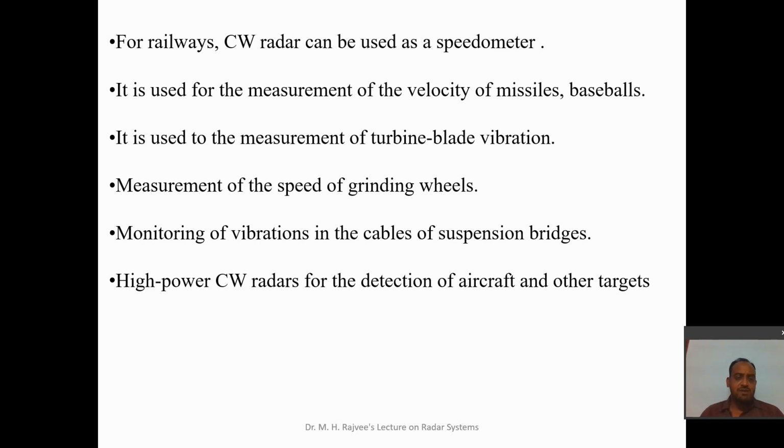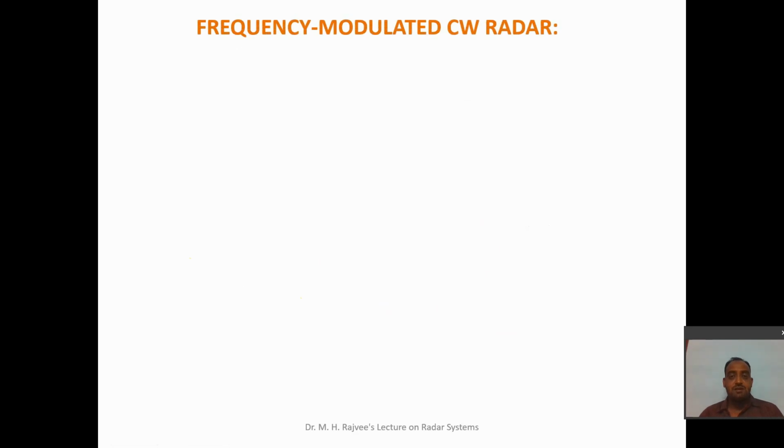That is why it is called a high-power CW radar for detecting aircraft and other targets, because aircraft will always be very far away from the base station. So you need high-power CW radars, which are also called ground-based CW radars.